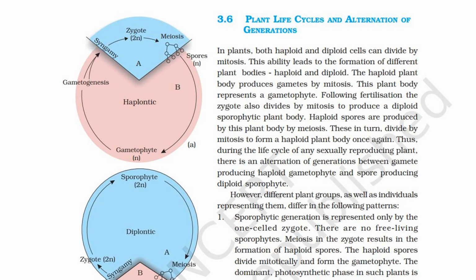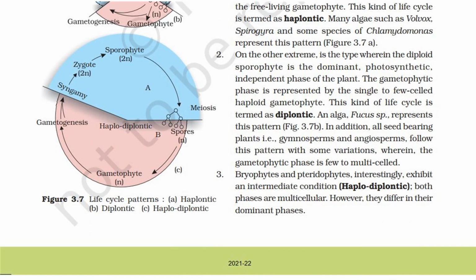1. Sporophytic generation is represented only by the one-cell zygote. There are no free-living sporophytes. Meiosis in the zygote results in the formation of haploid spores. The haploid spores divide mitotically and form the gametophyte. The dominant, photosynthetic phase in such plants is the free-living gametophyte. This kind of life cycle is termed haplontic. Many algae such as Volvox, Spirogyra and some species of Chlamydomonas represent this pattern.